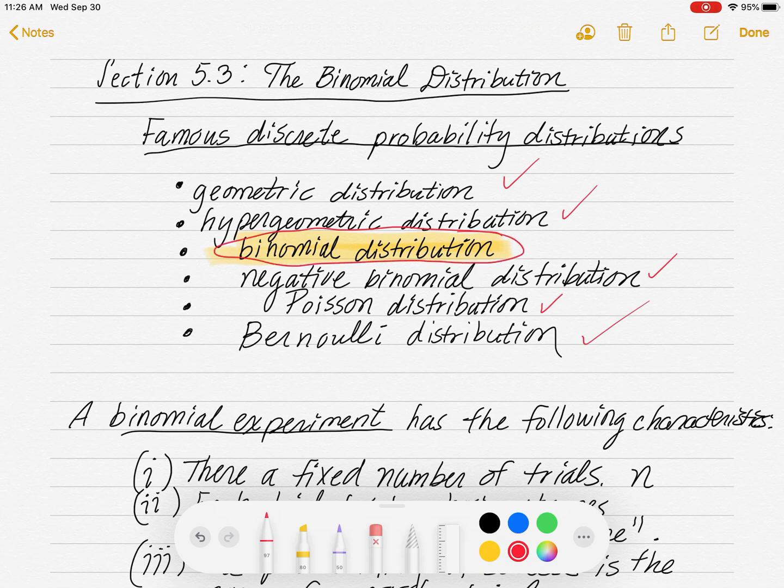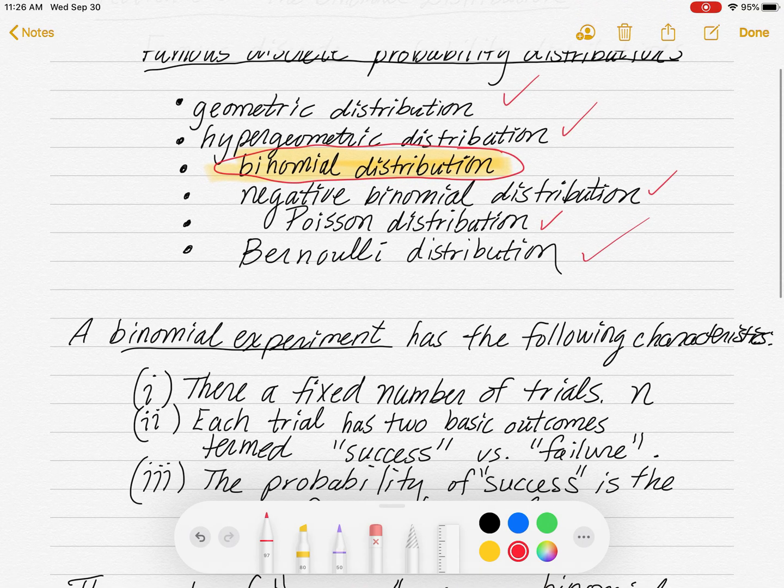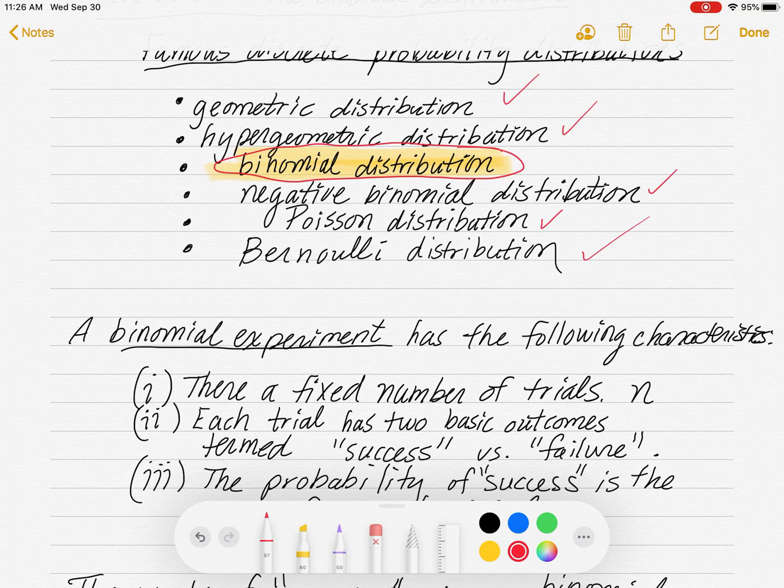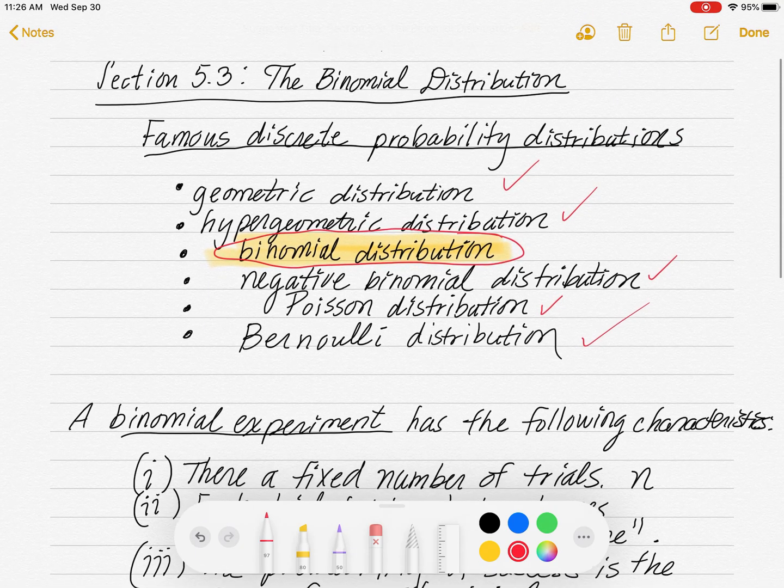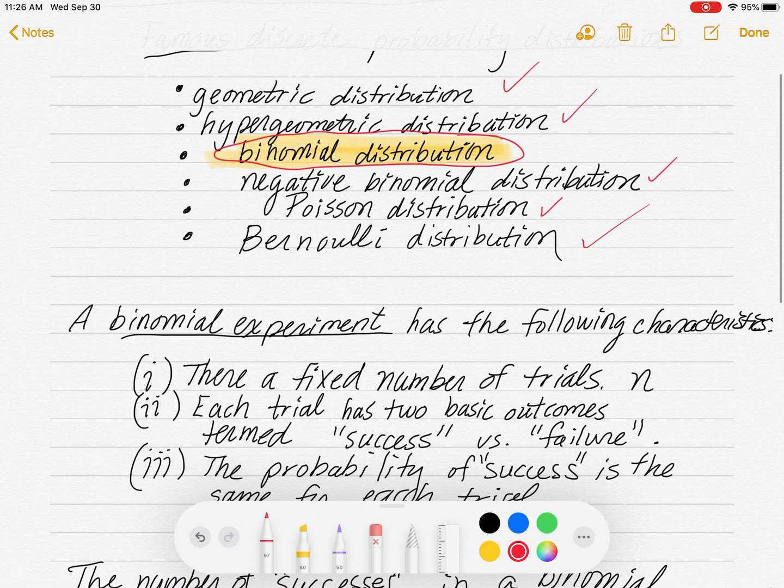So we're not going to really focus on the ones with the red check marks. We're going to focus on the binomial. That's the one that we're going to focus on. We're not going to cover any of these other distributions. If you want to go further in statistics or probability theory, you can study those other ones, maybe on your own time. But we're just going to focus on the binomial. It's a pretty big one.